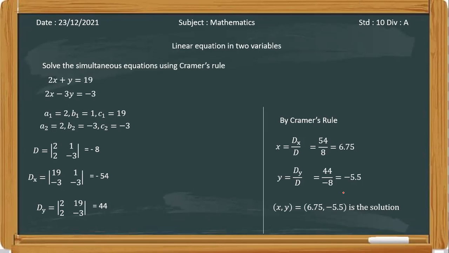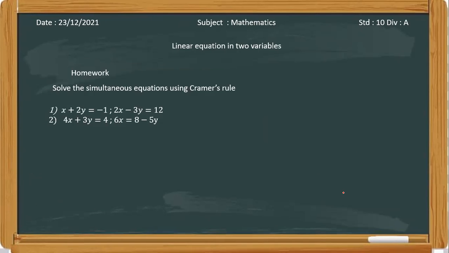Okay, so have you understood it? Okay, so this is the homework for you. There are two sums. You have to use Cramer's rule in that. If you have any kind of difficulty while solving this, you can ask me in your next lecture. Okay. So, students, this is it for today. We will learn more about Cramer's rule for finding the solution in our next lecture. Okay. Bye, students.